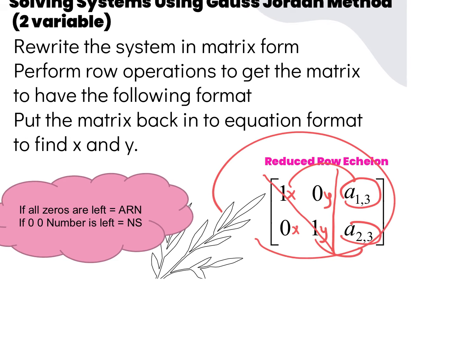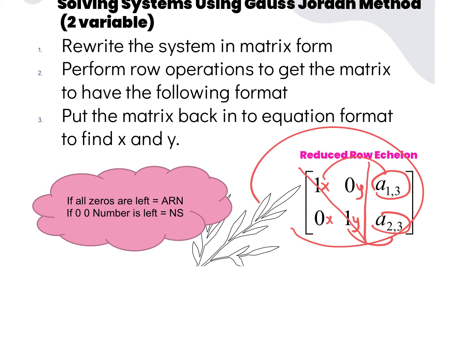Now, notice over here in this little pink cloud looking thing, if all zeros are left, then it's going to be all real numbers. If you end up with a double zero here, and you're going to see it, it'll be no solution. And I'll show you what I mean by that. So let's go ahead and take a look at our first two examples. They're nice and easy. It's just two equations with an x and a y.